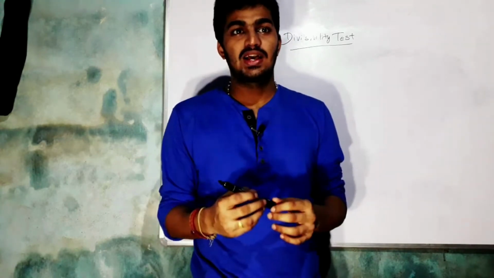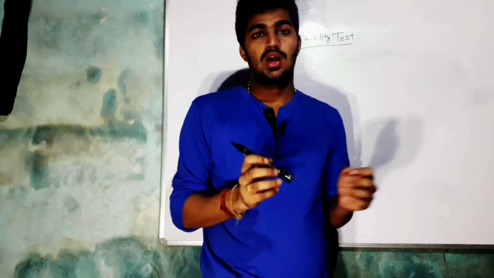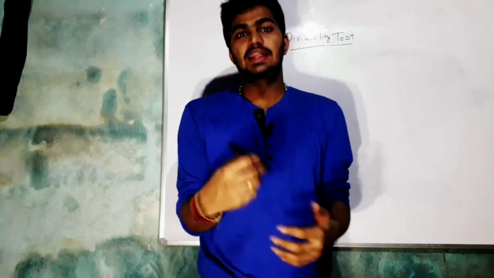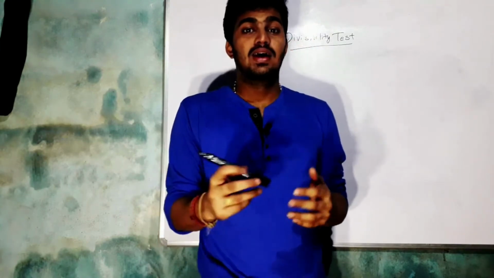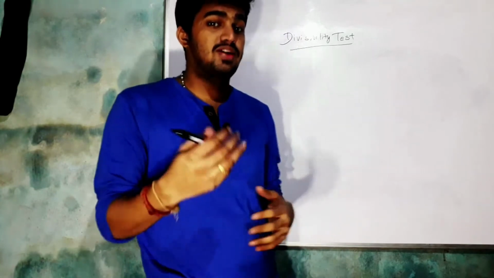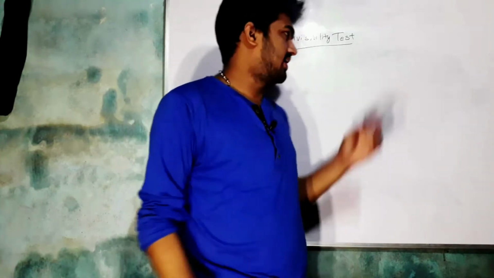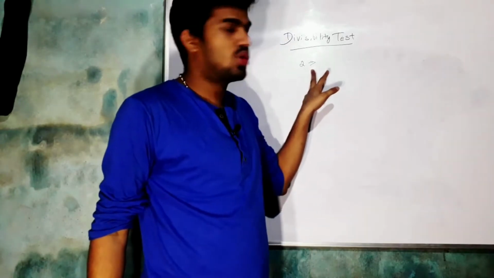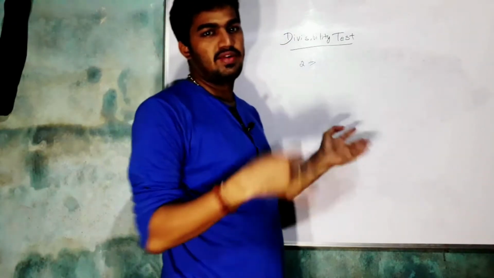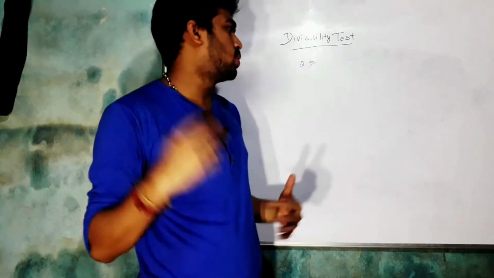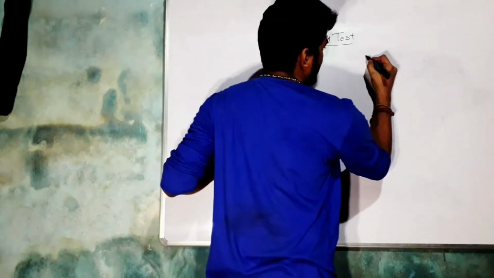So the question is like, is this number divisible by 2? Is this number divisible by 3? Is this number divisible by 5? Like that, we're going to study how to find easily which number is divisible by which number. So let's start. First we'll take number 2. We'll divide by 2 and see if it's divisible by 2 or not. It's very easy.